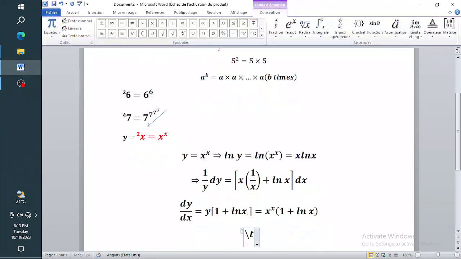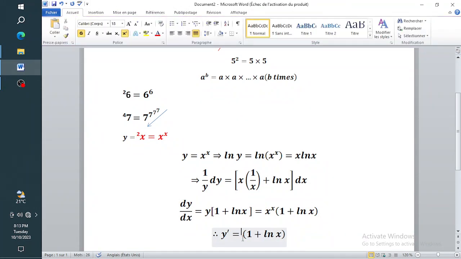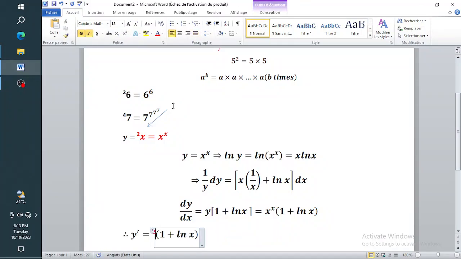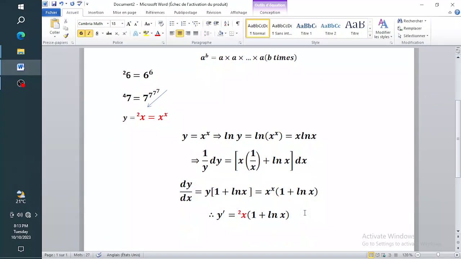So therefore we can say that y prime is equal to this. If we want to write it well, we are going to remove this part, okay, and then we write it like this perfectly. So we still have the function in it. So we have the 2 and the x exactly. So that is the derivative of this bizarre function.